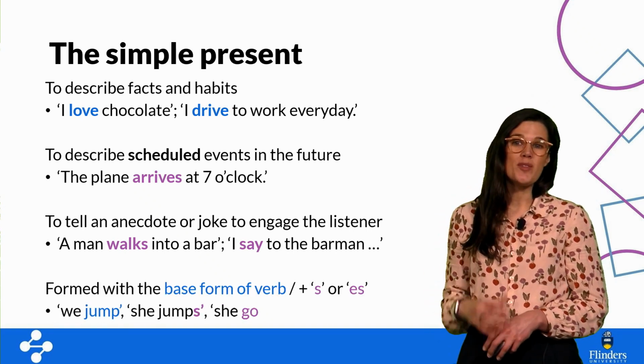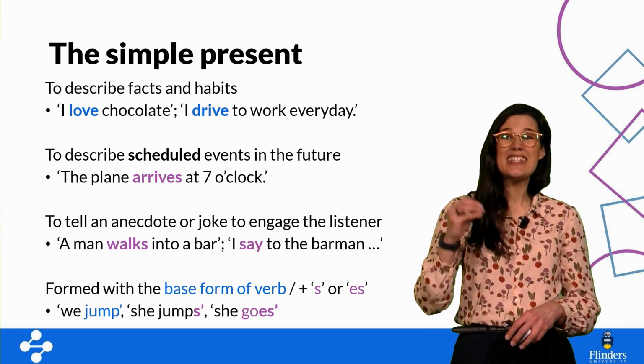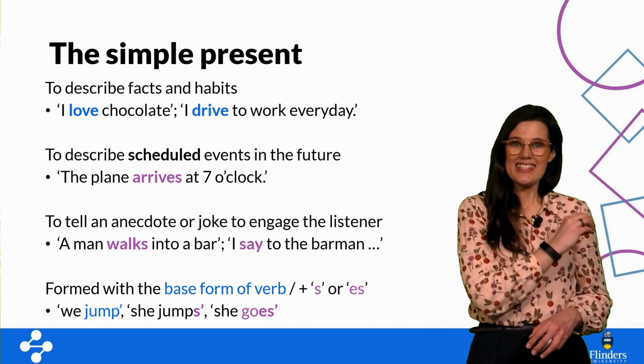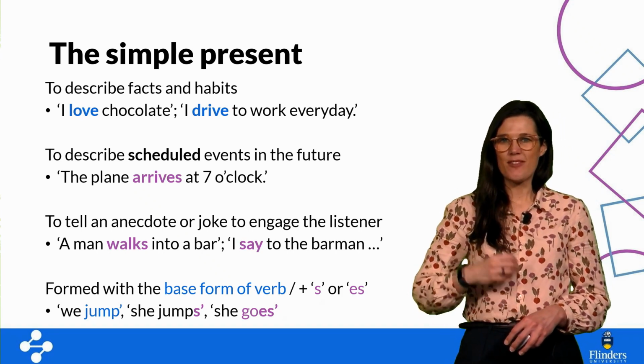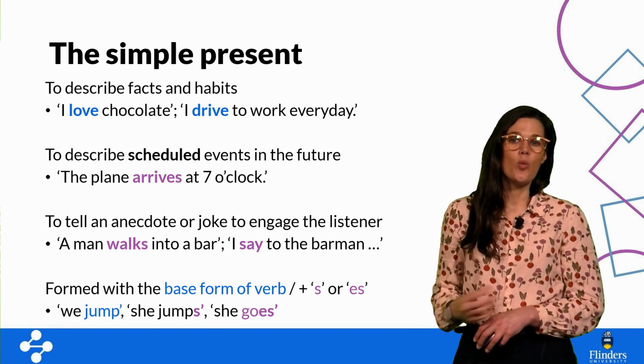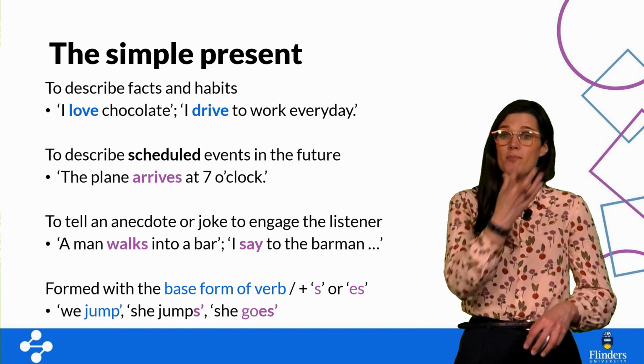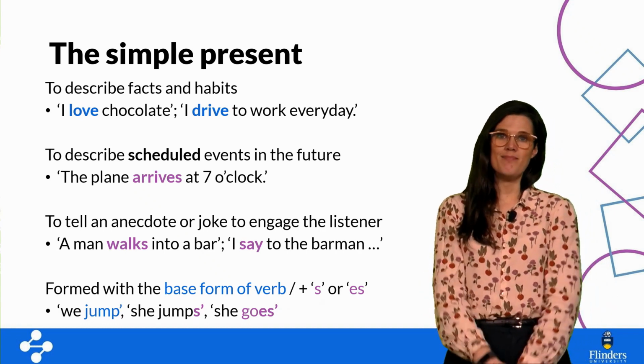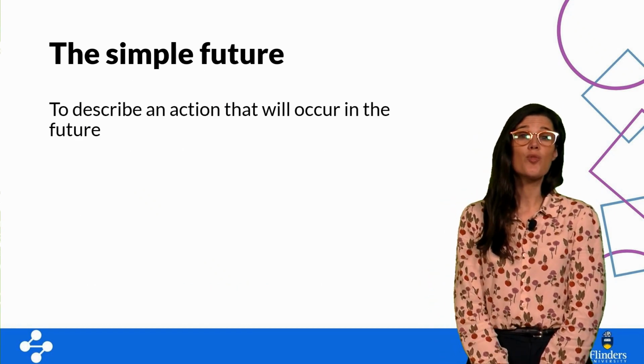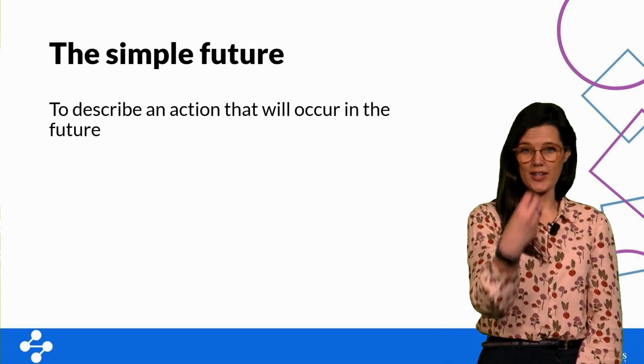And this is formed with the base form of the verb plus s or es, depending on whether it ends in a vowel or a consonant. So we jump, doesn't need an s. She jumps, she goes.